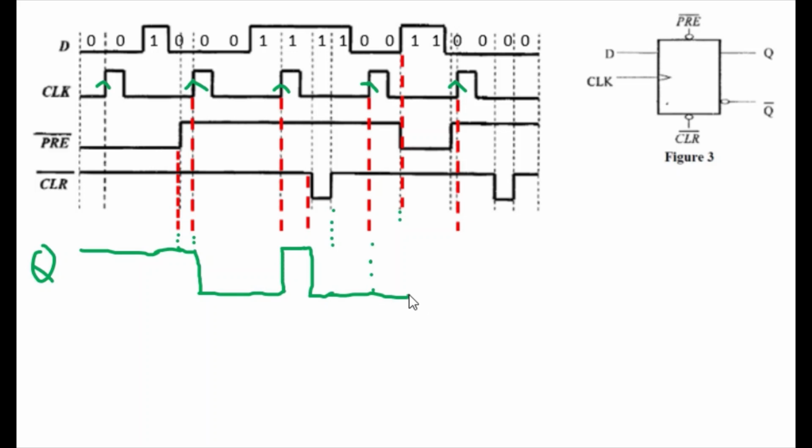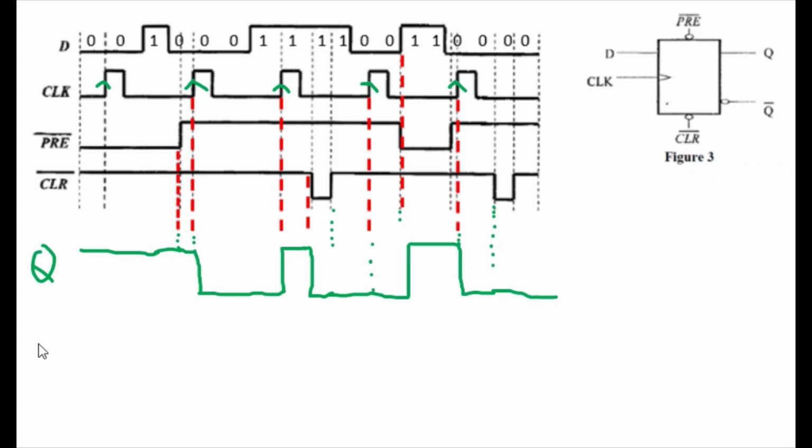I already told you, when the preset command is 0, the output becomes 1, and it remains 1 while preset is 0. You can see here preset becomes 1, but the next positive edge is here, so the output stays 1 till this point. At this positive edge, it checks the value of D. D is 0, so the output becomes 0 again, and it remains 0 till the clear command, which becomes 0. As I told you, if clear is 0, the output remains 0. So this is your Q output.